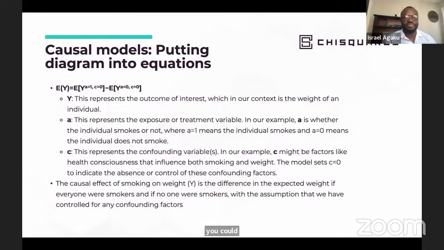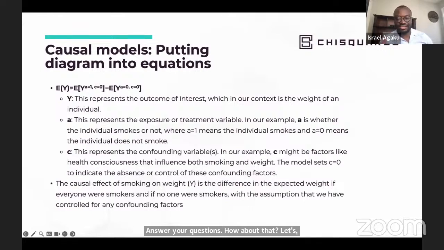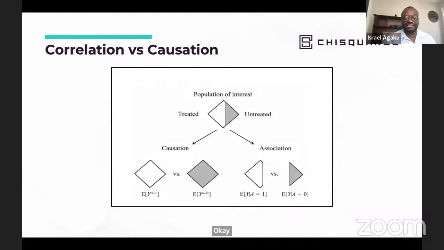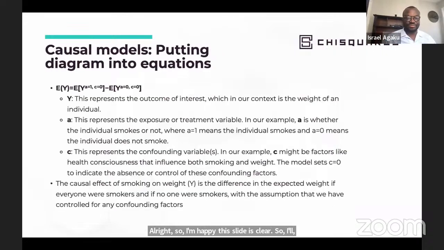Okay, let's go ahead. Let me just run through the rest of the slides, and then I'll go back and answer your questions. Let's just finish the model so that we know we're done with the regression analysis. I'm happy this slide is clear. So the next few slides I'll present some of how that means in the regression so that it's clear to you.